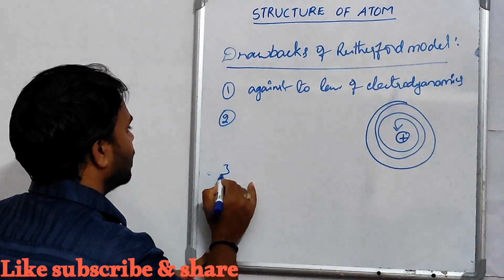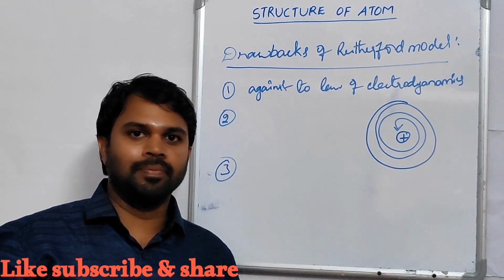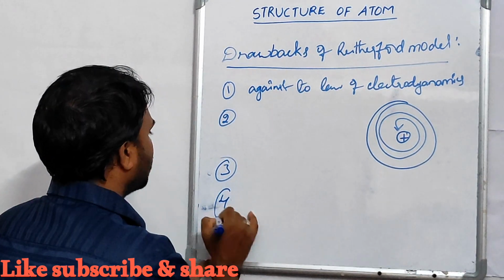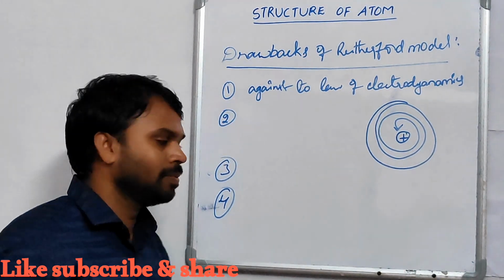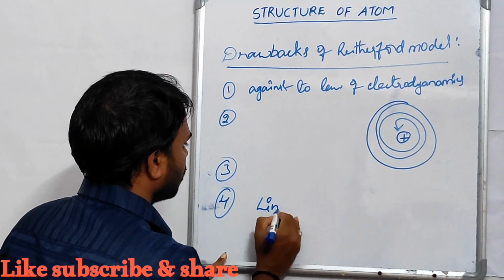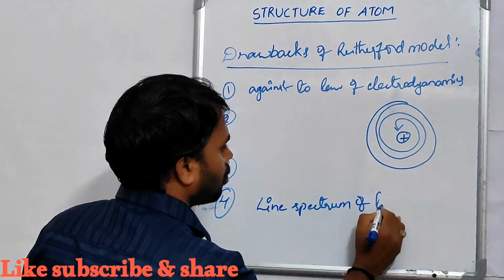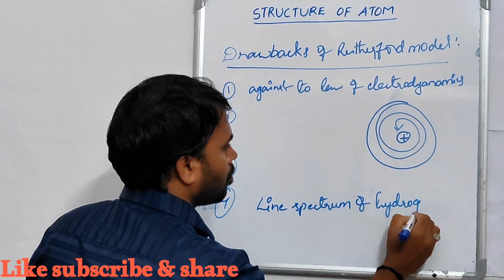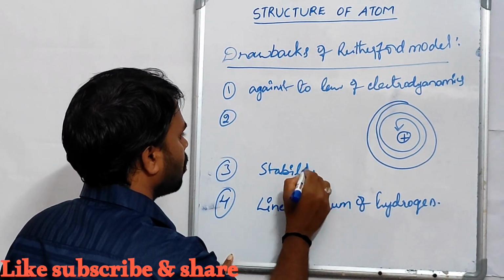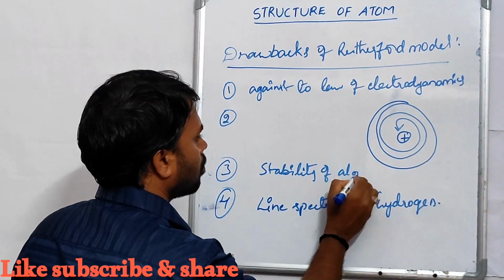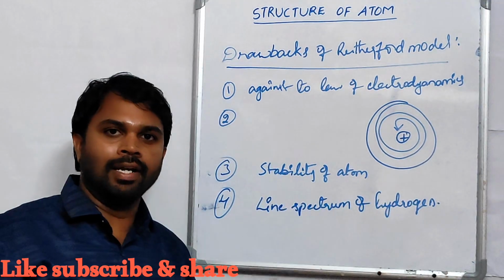And the third drawback is, it failed to explain the stability of atom. And the fourth drawback is, it couldn't explain the line spectrum of hydrogen. This is the Rutherford model of atom.